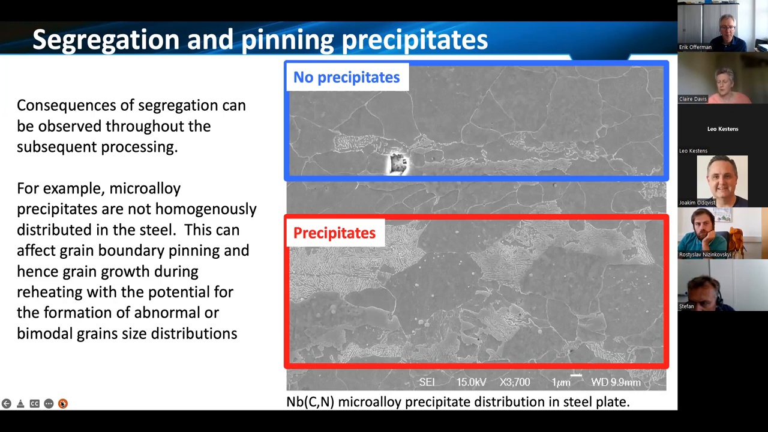So we get this spatial distribution in terms of composition, and the spatial distribution can then affect our behaviors and properties. And so this all links back to what's happening in the cast material.